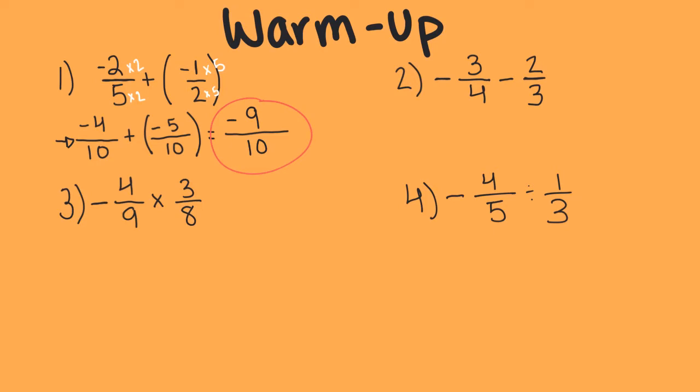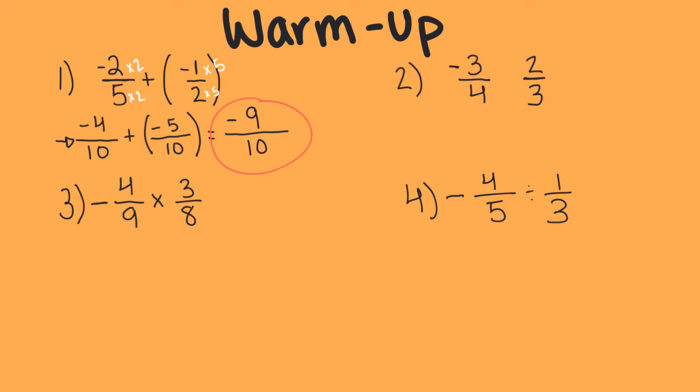Number 2, I have negative 3/4 minus 2/3. This time we are subtracting this fraction, but let's set it up in a different way. Remember when we have negative values, our negative values mean that they correlate with the numerator. So we can go ahead and erase our negatives and put them in our numerator.